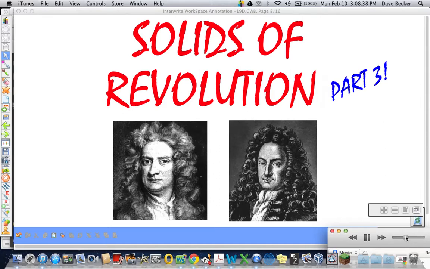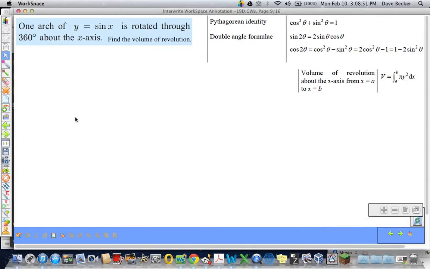One last example for Solids of Revolution, finding volumes. So this is part 3. Thank you, Sir Isaac Newton. Thank you, Gottfried Wilhelm Leibniz. One more example. This should go fairly quickly.